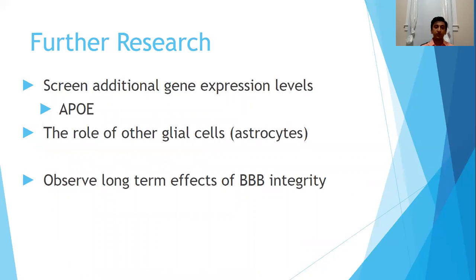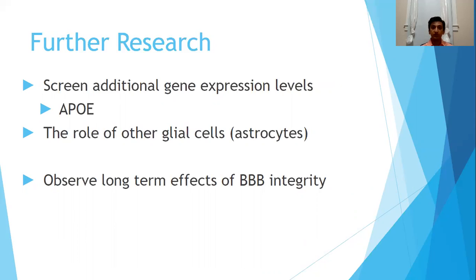Now, further experimentation definitely involves screening additional gene expression levels, such as the apoprotein APOE gene. We could additionally screen for APOE2 and APOE4 as well. For example, this could possibly be done by making a knockout model and then checking the blood-brain barrier integrity in in vitro and in vivo models.